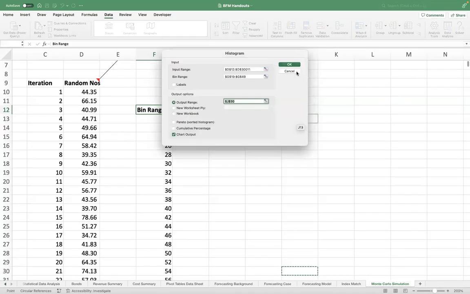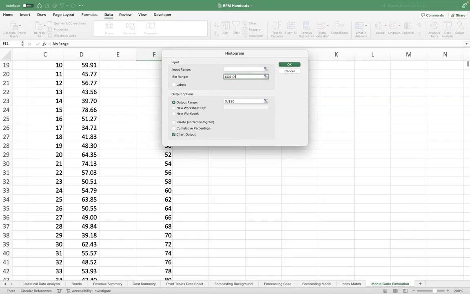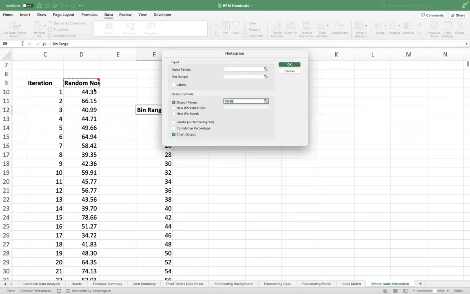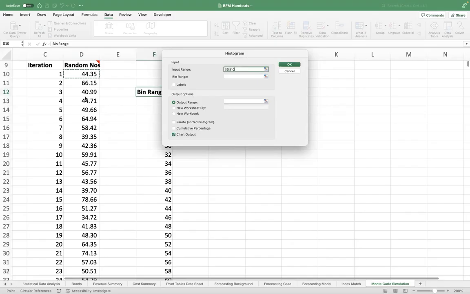And press OK. So now it is going to ask you the input range and the bin range. So input range हमको पता है कौन सा है. Which is the input range? This is your input range, the random distribution. 30,000. ये जो 30,000 iterations है ना, that is your input range, starting from here to here.